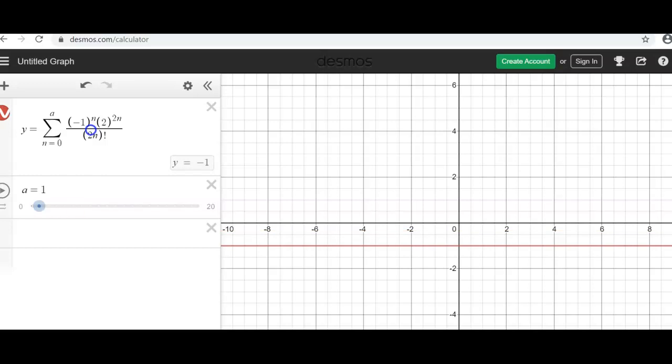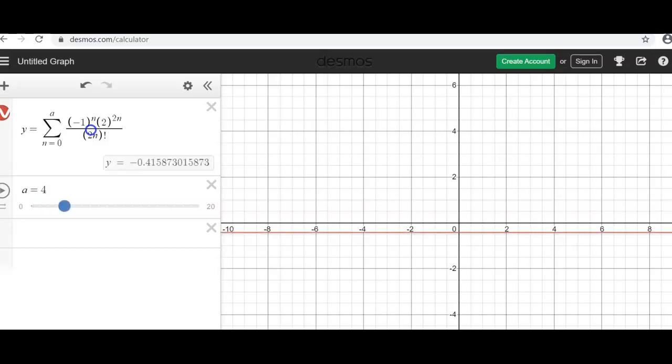If I start out at a equals 1, you'll notice I get a value of -1. Well, cos of 2, if you do that on your calculator, is -0.4161. So I need to keep increasing a, the more terms the better. When I get to a equals 5, I get -0.4162. I need to go a little bit further. The closest, with rounding, is between a equals 5 and a equals 6. The sum of all of those terms gives you the same value as cos of 2.